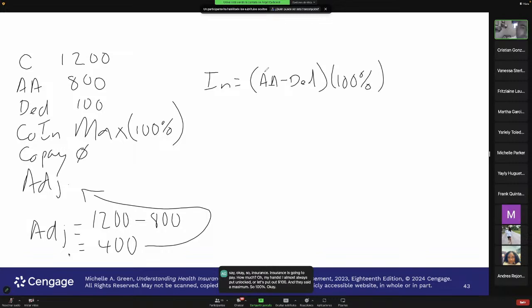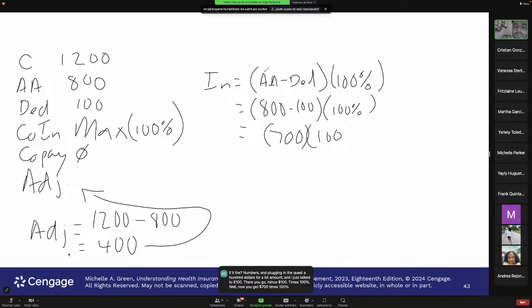Okay? Now what happens? You take the numbers and plug them into the question: $800 for allowed amount, and now it says deductible $100. So you go minus $100 times 100%. Now you get $700 times 100%, and you get $700. So before it was $800.